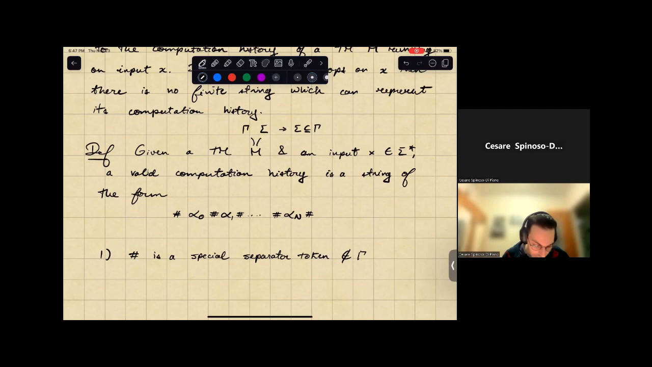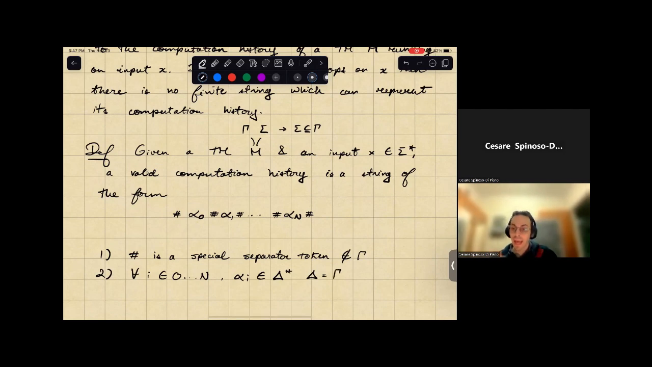The other thing is, like I was saying, every alpha i is an instantaneous configuration. So every alpha i is a string, and in fact, the string is defined over delta star, where delta is the union of two things. It's the union of the tape alphabet and the set of states of the Turing machine. Because remember, in the tuple definition of a Turing machine, you also have the set of states.